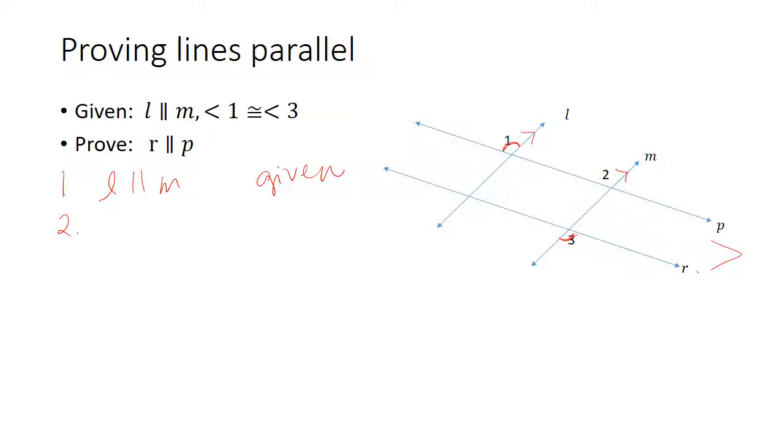Since L is parallel to M, then angle 1 and angle 2 have to be congruent. So I'm going to say angle 1 is congruent to angle 2, and that is the corresponding angle theorem.